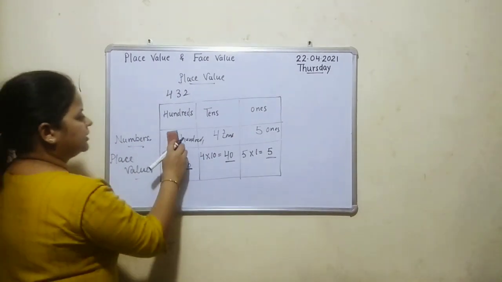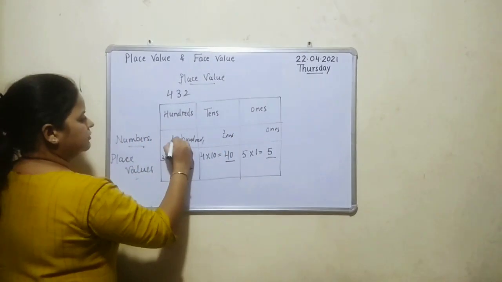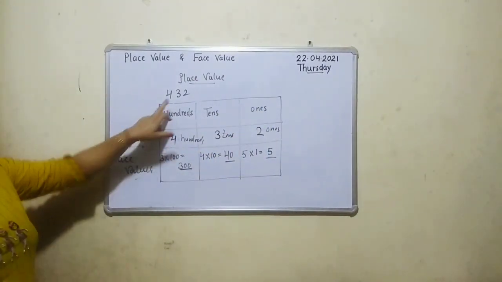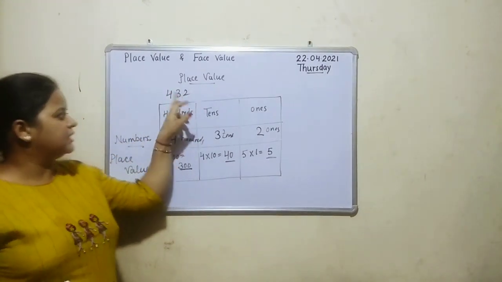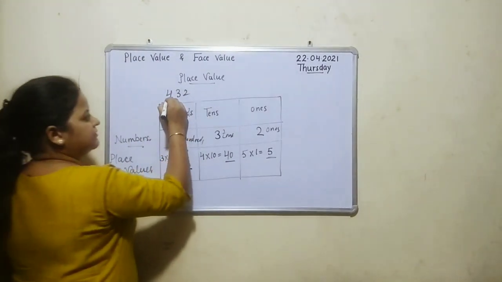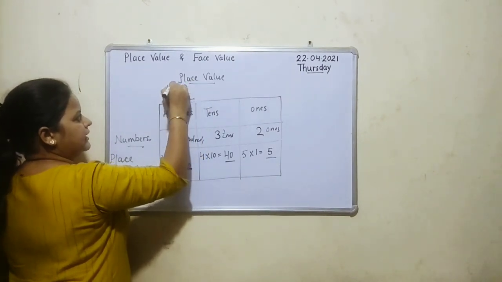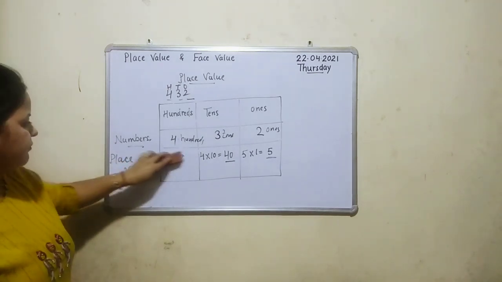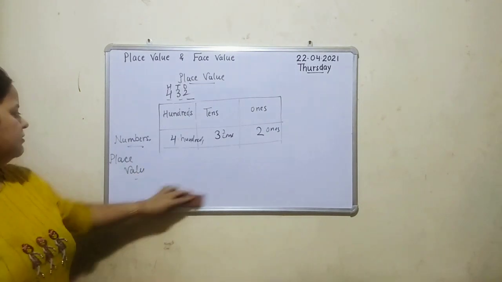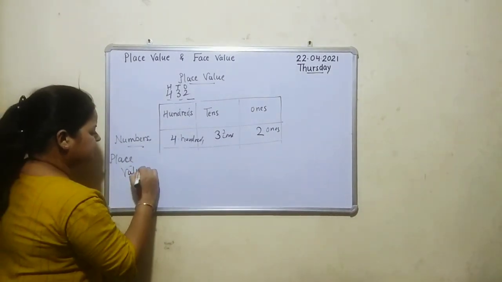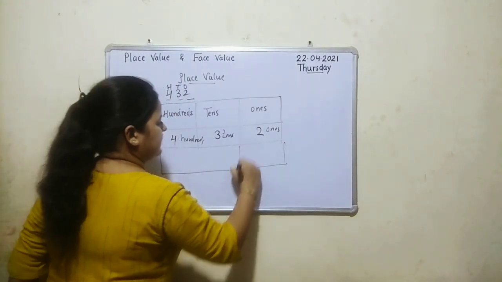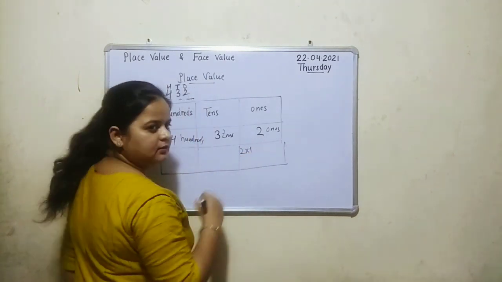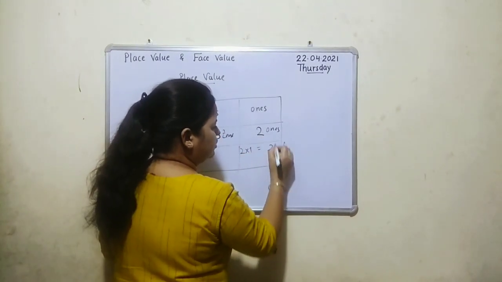4, 3, 2. So here now we will write 4, 3, 2: 4 hundreds, 3 tens and 2 ones. We have 3 numbers; what is their place value, ones, tens and hundreds? We have to find the place value of the digits. Here we will find out the place value of the digit. How do we find the place value? 2 ones means 2 into 1. 2 ones are 2. The place value of 2 is 2.